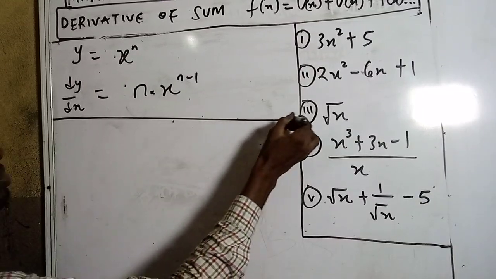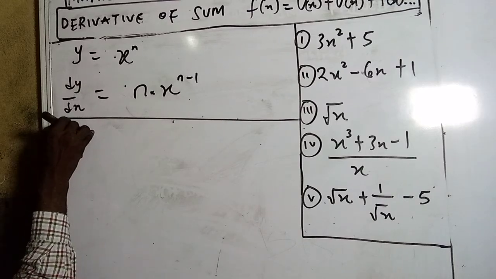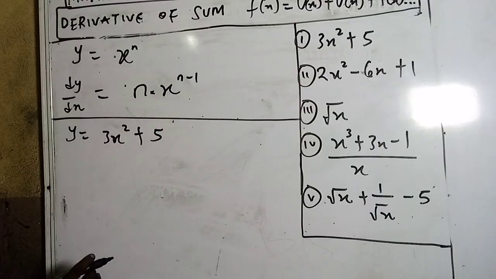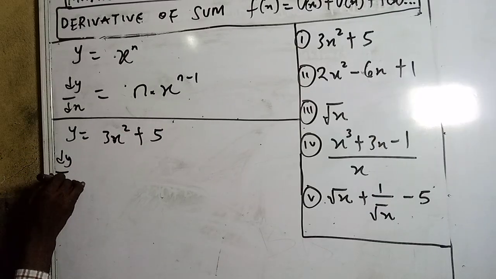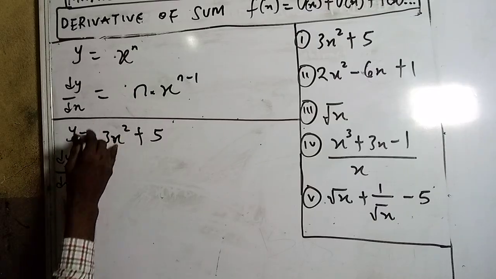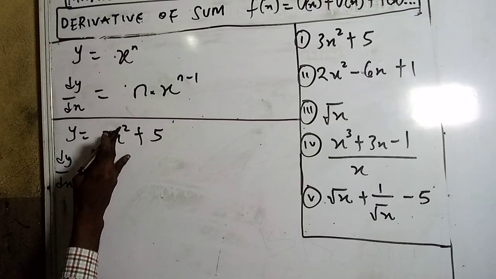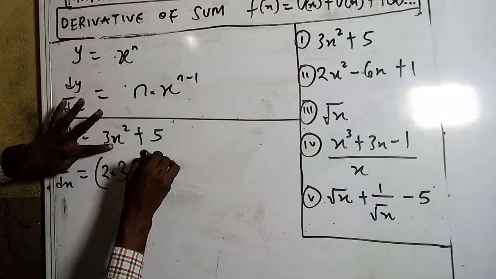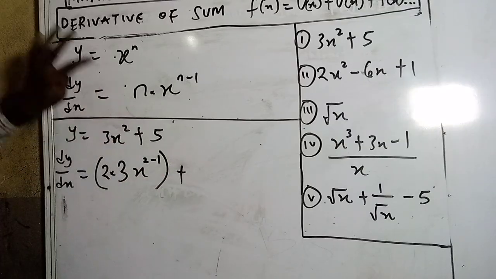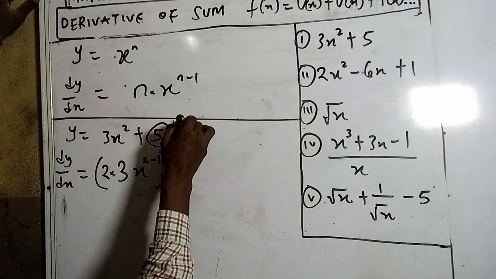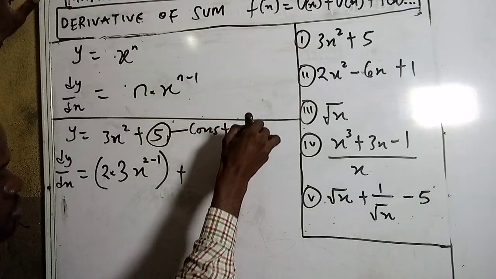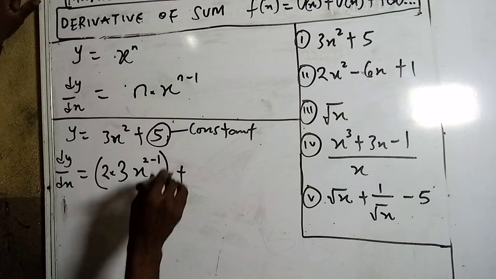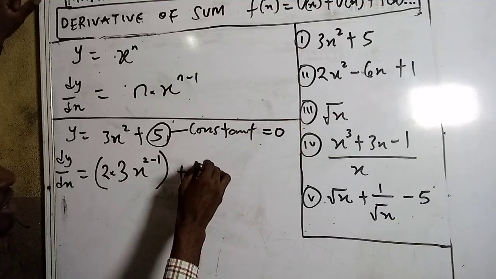The first one says y equals 2x squared plus 5. So what do you do? Let's put this on dy/dx equals, multiply by the power, that will be 2 times 2, then subtract 1 from the power, that will be 2 minus 1. Plus, now anytime we have an expression like this, it's called a constant. When you find the derivative of a constant, it's usually equal to 0. So here we have 0 for this one.